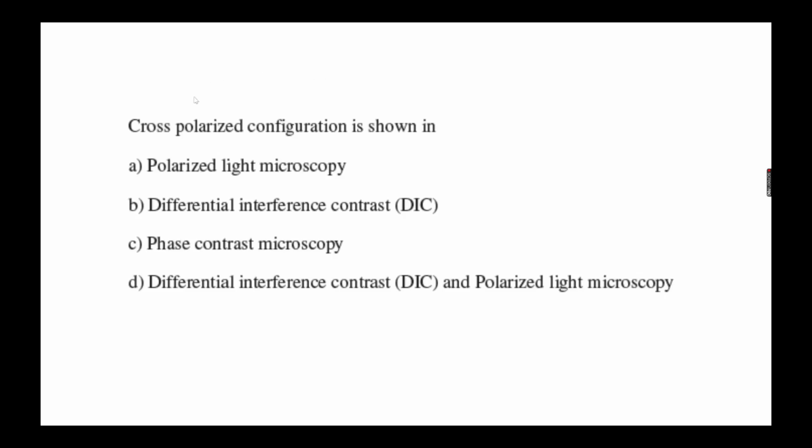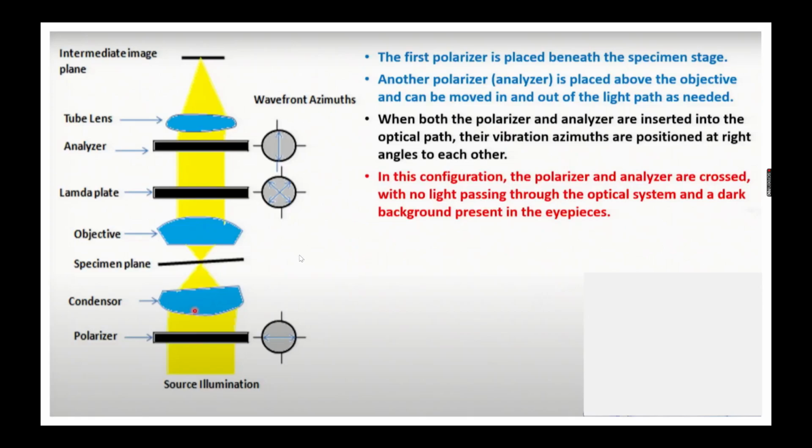So, cross polarized configuration is shown in which microscopy? The options are polarized microscopy, DIC, phase contrast, and DIC and polarized. Cross polarized is also for the same reason, the generation of polarized light. I showed this a few slides ago. This is the cross polarized configuration. Cross polarized means here you have a polarizer. This is a polarizer.